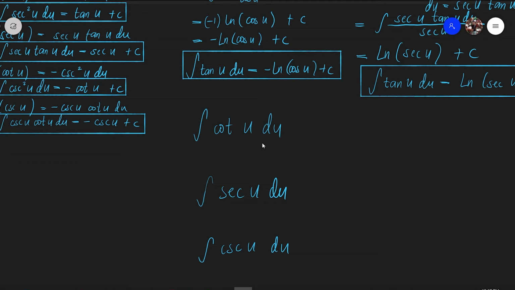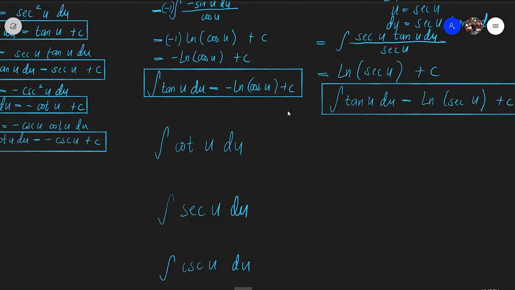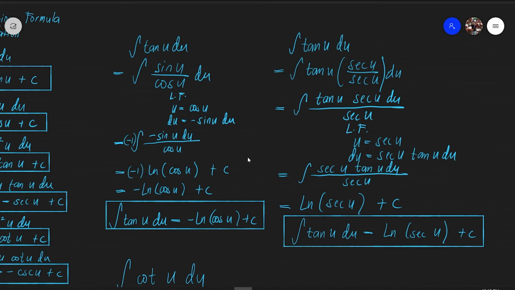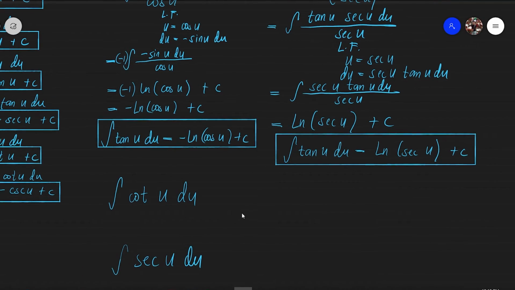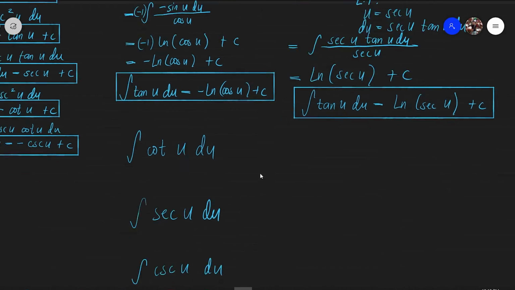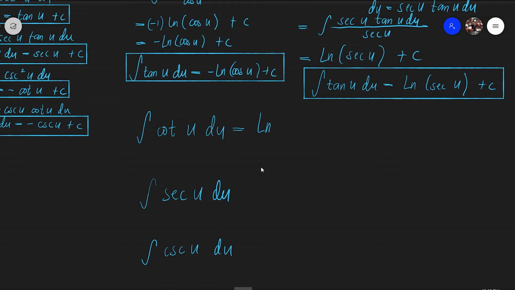So what we can do here is we can also apply the same technique that we have used in deriving the formula for the integral of tangent u du. So you can apply the same technique, but I will not show it to you here. I will just write it down immediately.